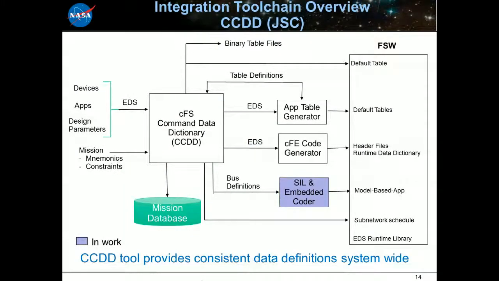This is a notional integration. We're still working on some aspects of this. The CCDD tool can actually input and export data sheets. CFS in 6.6 has a way of taking these data sheets and generating tables or code from that, and then creating header files and tables and such.